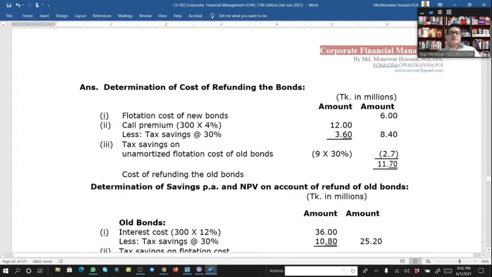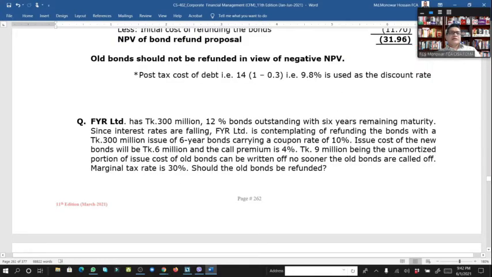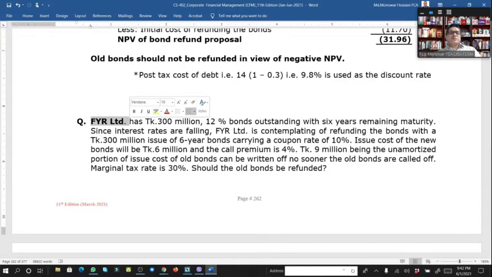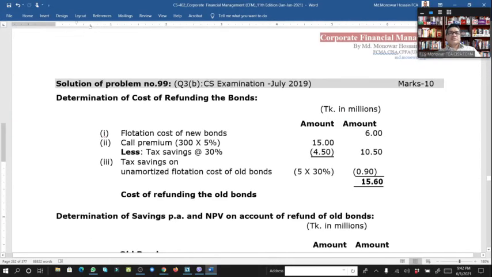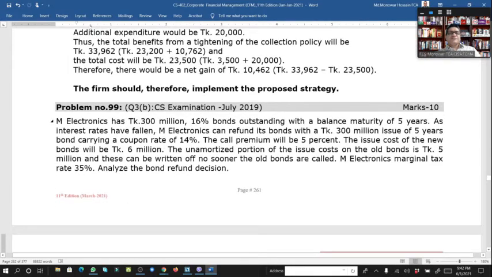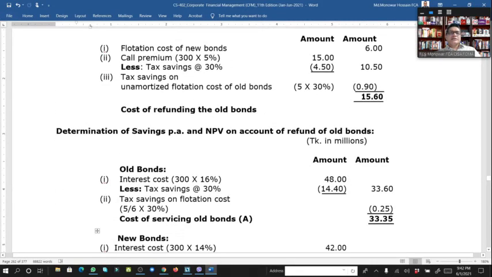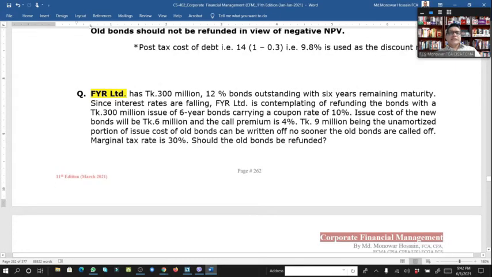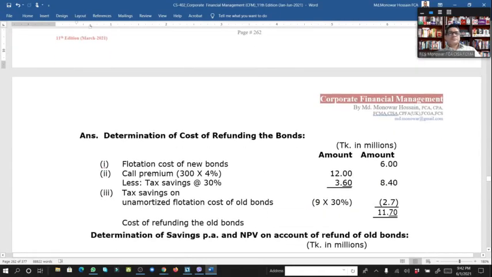So this one is the actual question taken from a book. This question was modified a little, with a few items changed, and then given in our CS exam, July 19. But that real question is that one.